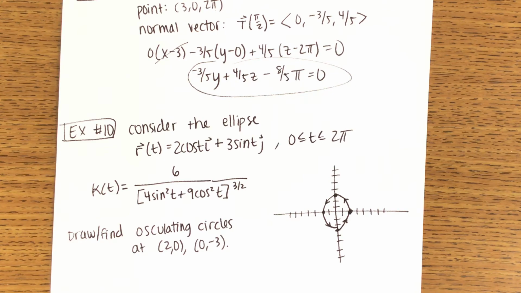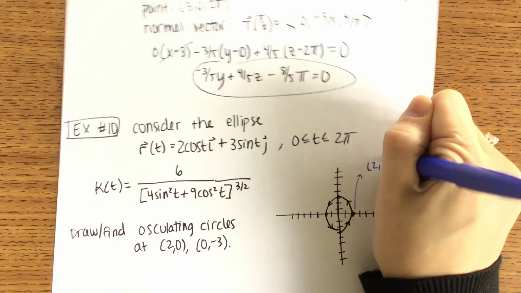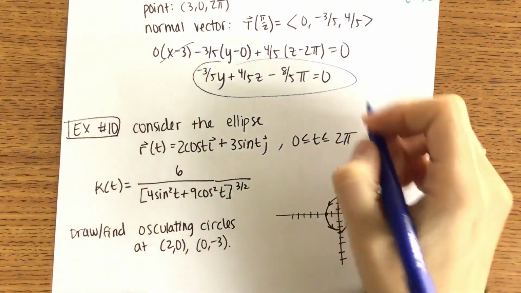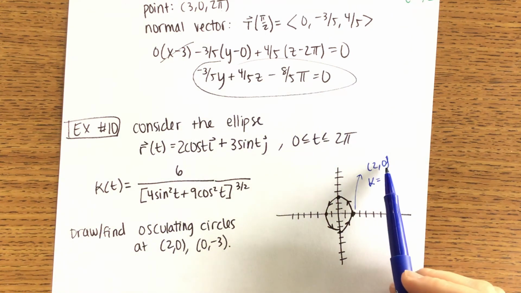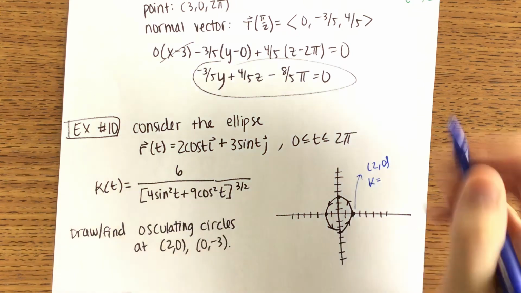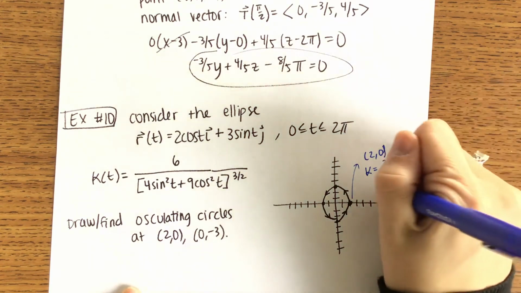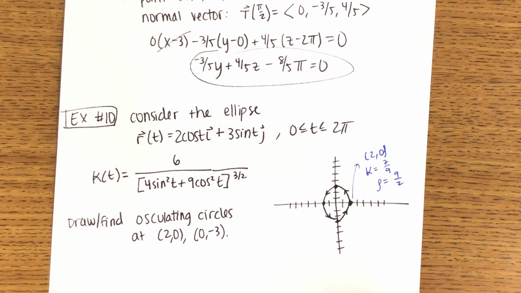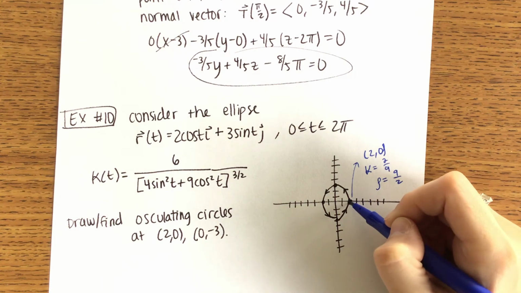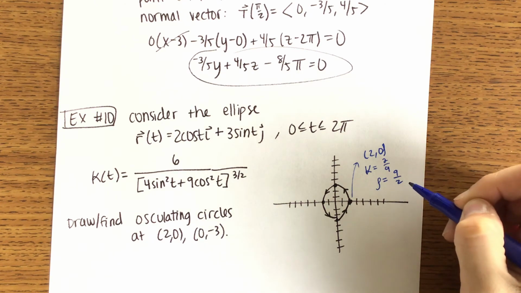Okay, with me? If we go to the point (2, 0) and we find the curvature, if you plug in t equals 0, and just trust me, you get a curvature of 2/9. That tells you that the radius of curvature is 9 over 2. So at this point, the curvature is the same as a circle that has a radius of 9 over 2.